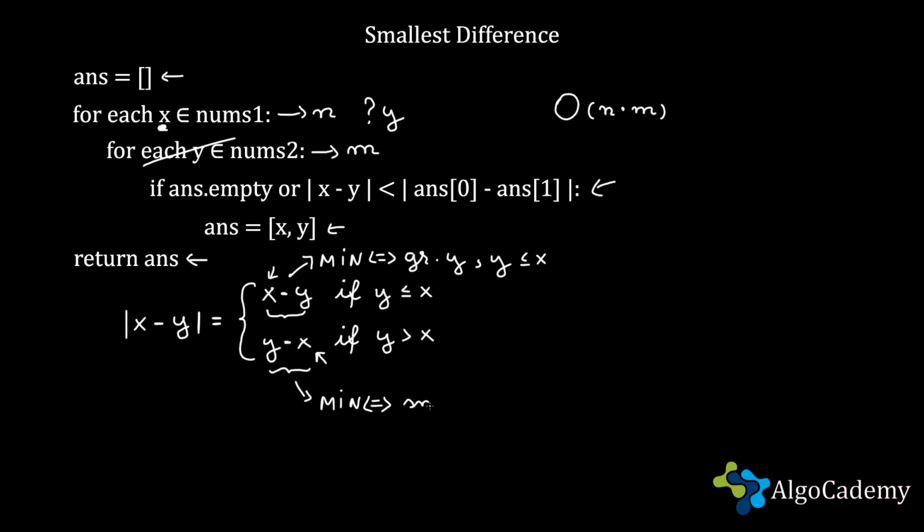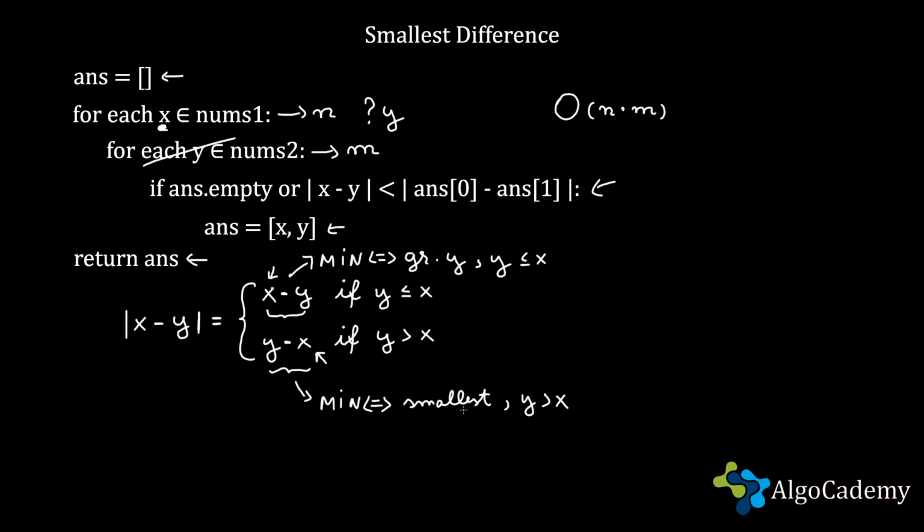So find the smallest y such that, in this scenario, y is greater than x. So what we need to do is try out each and every value of x in this for loop. And for each value of x, find the greatest y which is still less than or equal to x, and take this difference, x minus y.